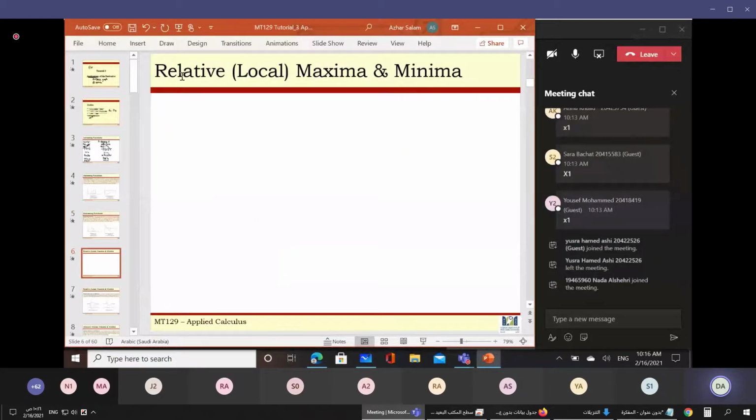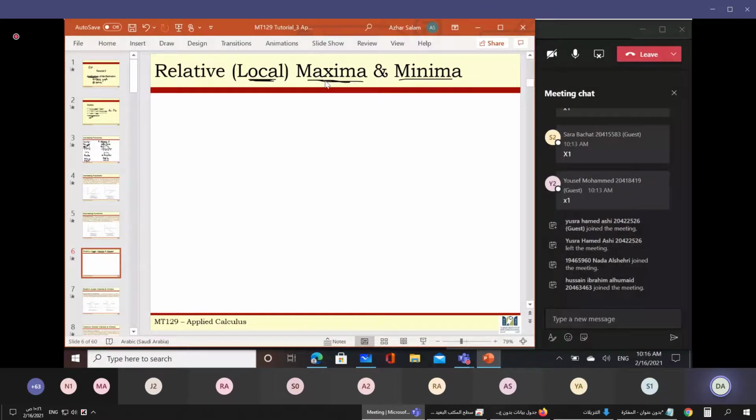Okay, now for another definition. Relative or local, this is the same meaning. Maxima and minima. First, what's the meaning of maxima? Maxima is the plural of maximum. A single point, I call it a maximum, and the plural, the maxima, is more than one point. Minima is the plural of the minimum point. One point is a minimum and many points are minima.